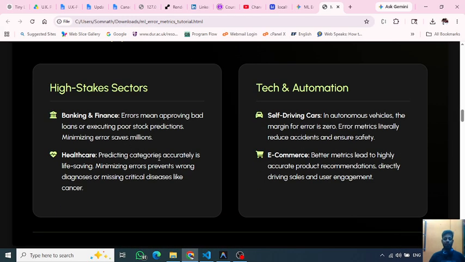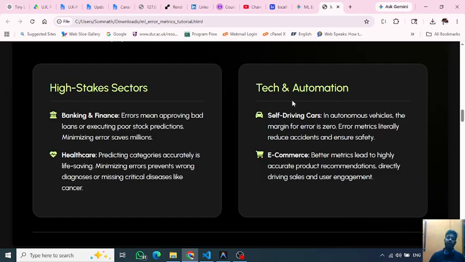Same for healthcare, a very important thing. Predicting categories accurately is life saving, right? So minimizing error in this case is very important to prevent wrong diagnosis or missing a critical disease like cancer.